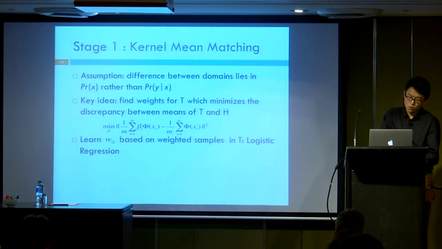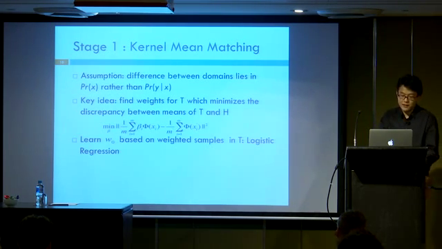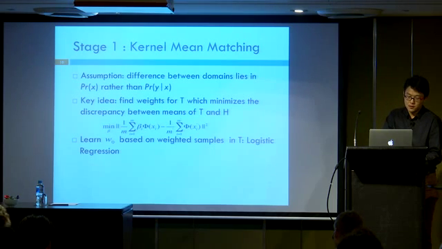Each stage will work, but the combination works the best. The first stage is called KMM, kernel mean matching. This idea is adopted from an existing work. The basic assumption behind this idea is that domain differences lie mainly in the marginal distribution rather than the conditional distribution. By reweighting the samples of the first domain, the domain T, we try to minimize the differences of the marginal distributions. The formulation is actually a QP problem after expansion.